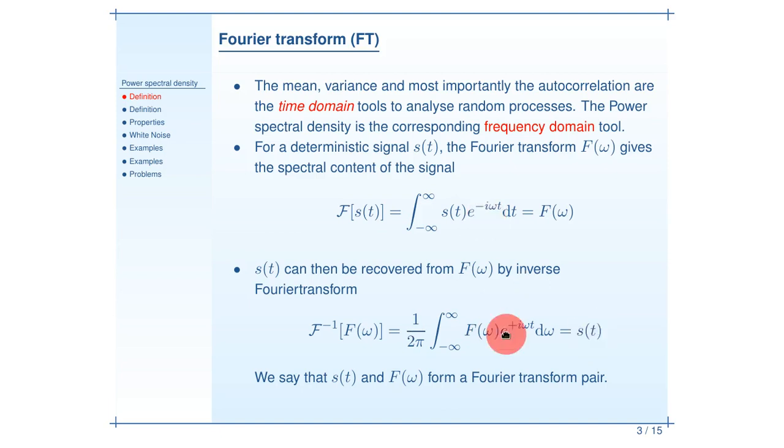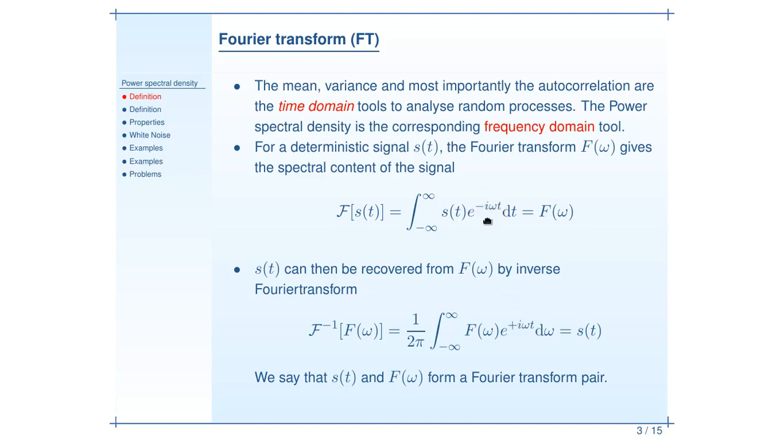So let us look at these two. These are called a Fourier transform pair. This gives you the Fourier transform, and this gives you the inverse Fourier transform. There are a number of conventions which are used. In the Fourier transform, we use e raised to minus i omega t, whereas in the inverse Fourier transform, we use e raised to plus i omega t. Now, this is purely a convention.